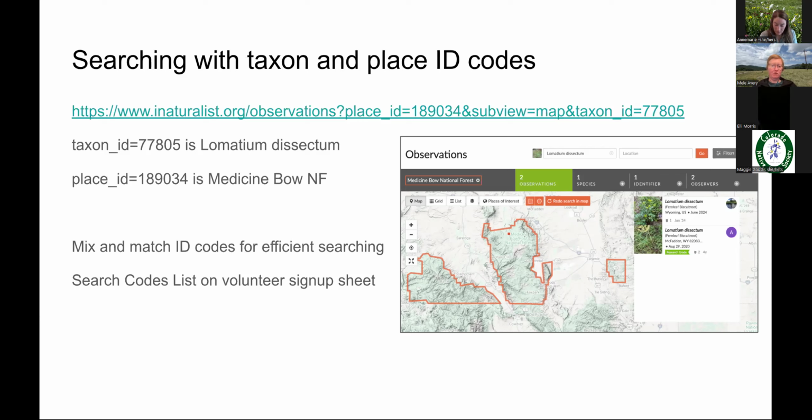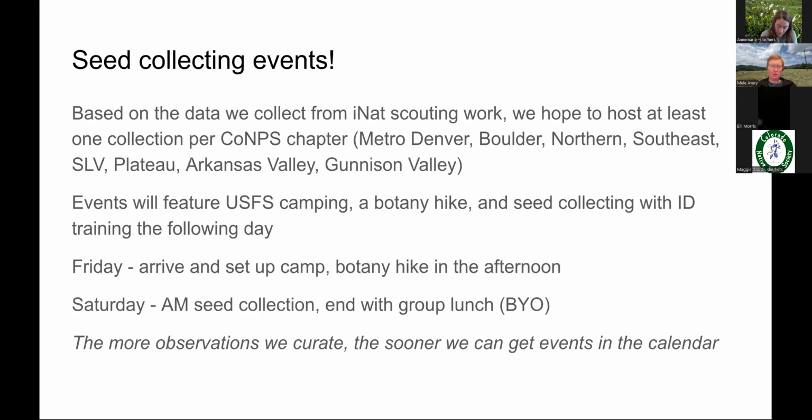So we will do some live follow-alongs at the end. Until then, we are going to be basing seed collection event scheduling off of the work that this brings us. We hope to have at least one collection per CoNPS chapter, and it can include camping, a botany hike the day before, seed collecting, and ID training. These will be Friday and Saturday events, and the more that we curate, the sooner events can be put in the calendar.